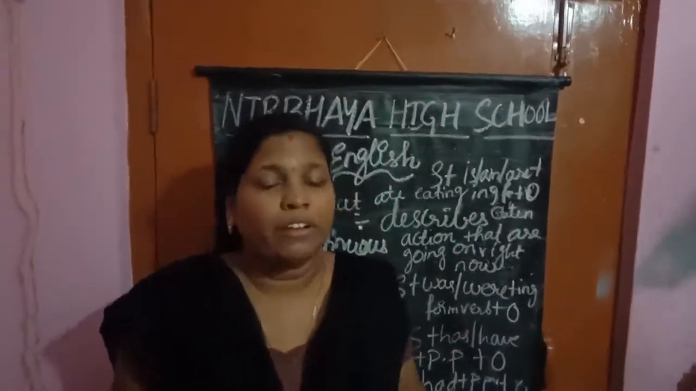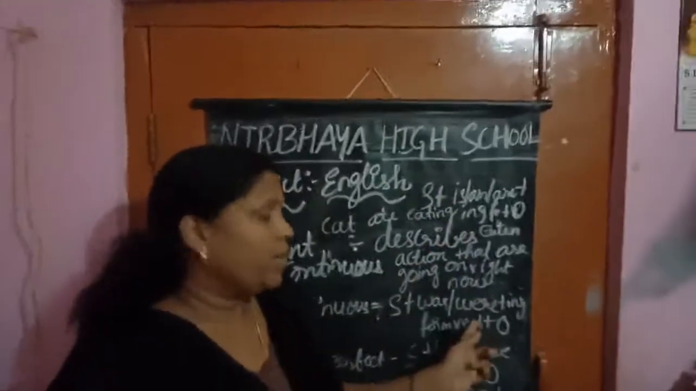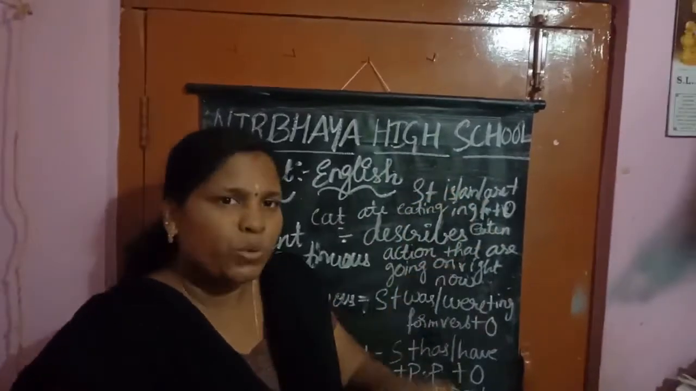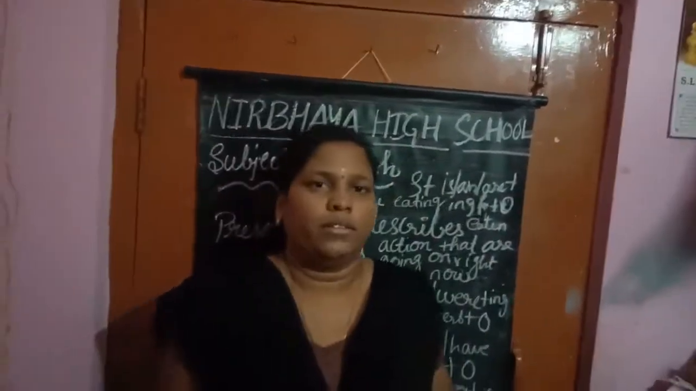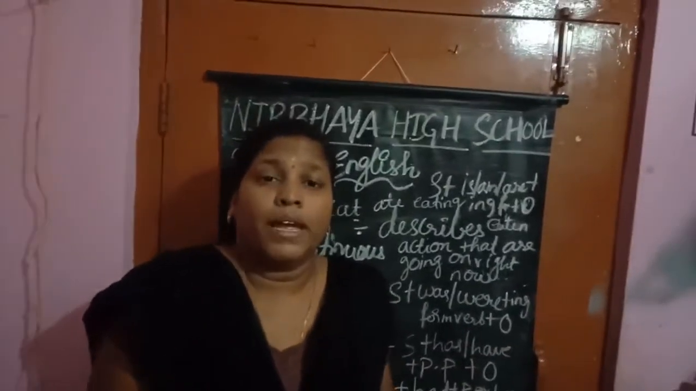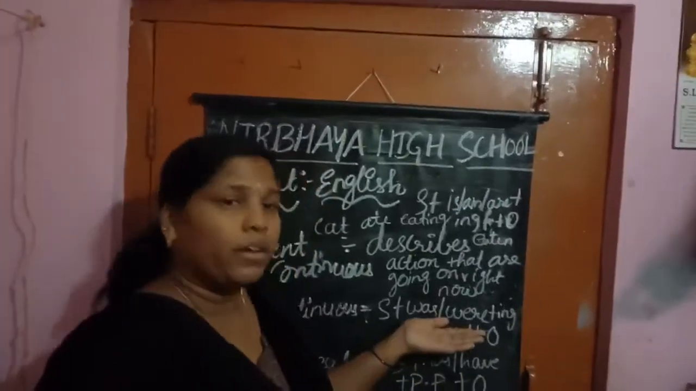You can write, she was writing a book. She is writing a book here; I wrote here, she was writing a book. Means she was doing that. Here she is doing it now; she was doing that. Okay, children. And see here, they were playing in the ground. Means they were playing.